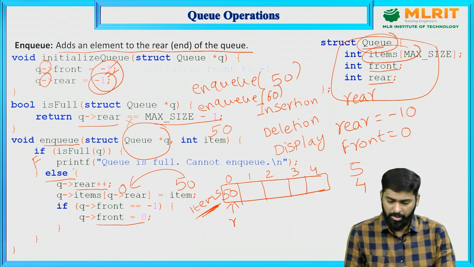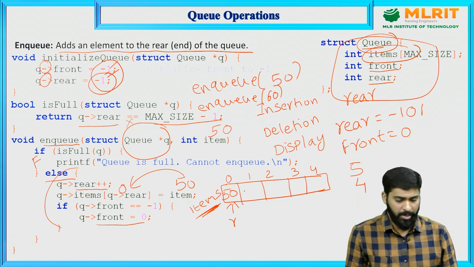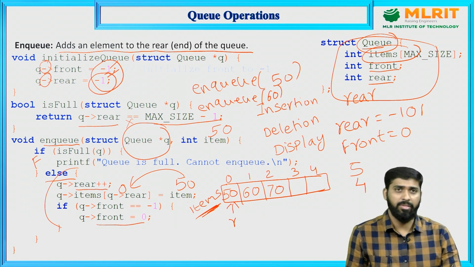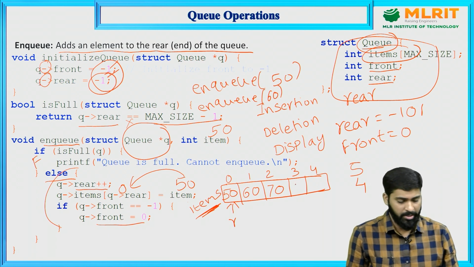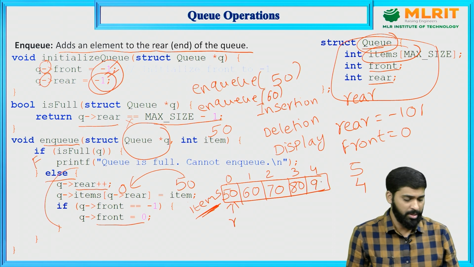So we come to the else part. Now Q arrow rear plus plus, so now it becomes 1. In this place I am going to insert 60. Again the same rear plus plus, I am going to insert 70. Again if I want to insert 80, rear plus plus, 80. Again I want to insert 90, rear plus plus, 90.